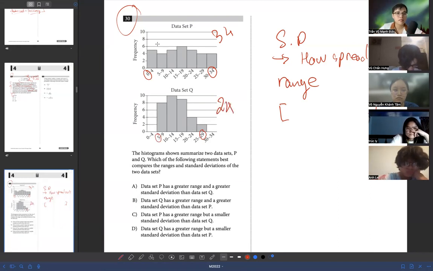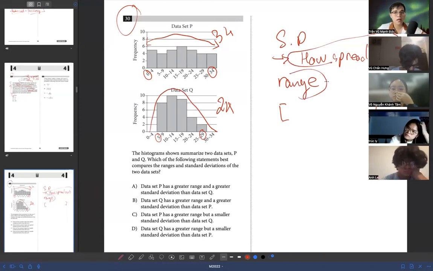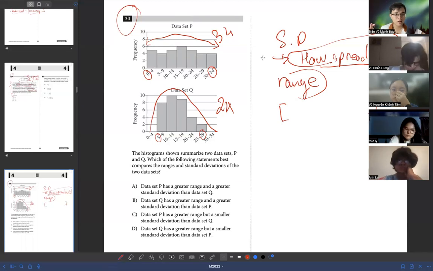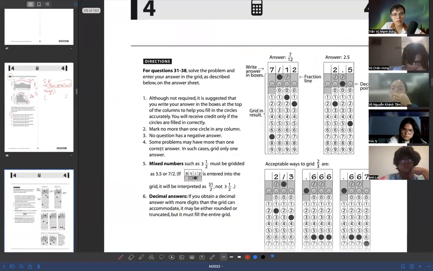And you can see that this is a bit more spread out. It has this shape, whereas this has this shape. Based on the definition, standard deviation is how spread out a graph is. So if you have a graph that is way more spread out, it will have a larger standard deviation than a graph that is tight, crunched up together, like this one. P has a greater standard deviation than Q. Exactly, very quick.